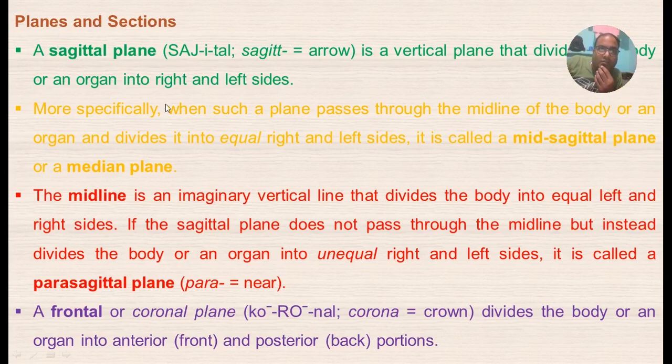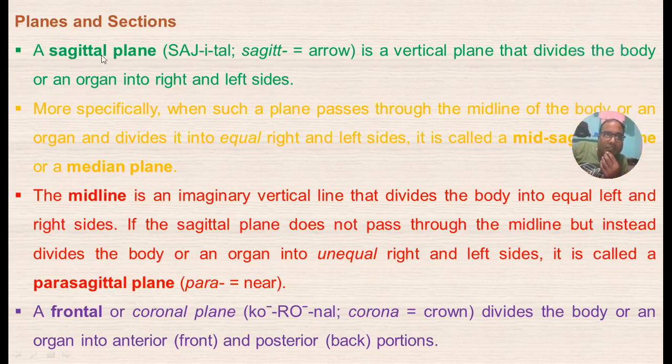So first is the sagittal plane. A sagittal plane is a vertical plane that divides the body or an organ into right and left sides. A sagittal plane is vertical from head to tail. If the body is erect and standing vertically, we use the term sagittal plane, which divides the body into two halves.